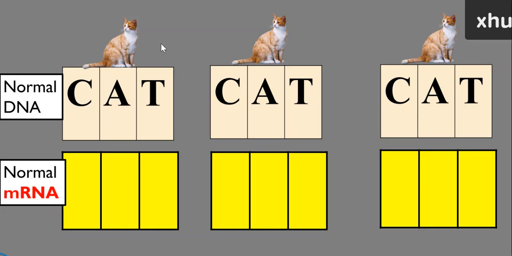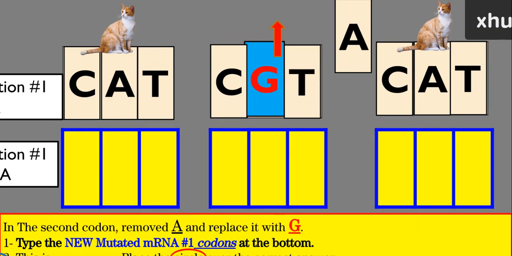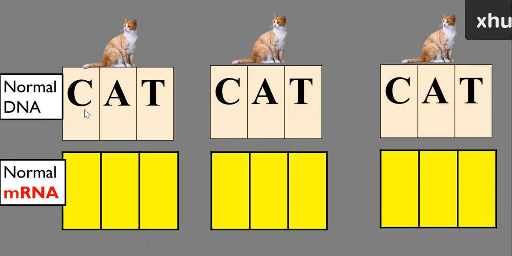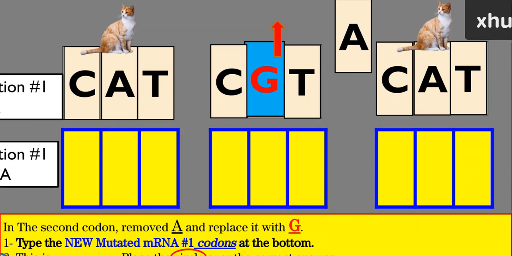So, let's do an example. At the top of our screen, we have CAT. These are the letters in our normal DNA. What would be our normal mRNA? Well, if you have CAT, it should normally go with G, T, no T on mRNA, U, G, U, A. And you'll have this repeating 3 times. GUA, GUA, GUA. What if there was a mutation?